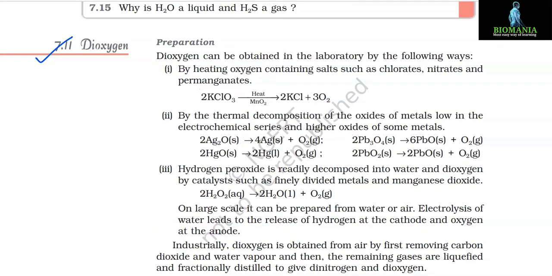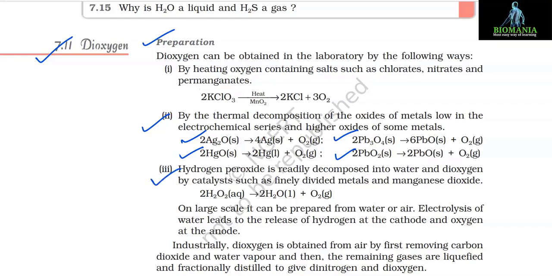7.11 Dioxygen. Preparation. Dioxygen can be obtained in the laboratory by the following ways. Number 1. By heating oxygen containing salts such as chlorates, nitrates and permanganates. The reaction is 2KClO3 on heating in the presence of MnO2 gives 2KCl plus 3O2. Number 2. By the thermal decomposition of the oxides of metals low in the electrochemical series and higher oxides of some metals. The reactions are 2Ag2O gives 4Ag plus O2, 2HgO gives 2Hg plus O2, 2Pb3O4 gives 6PbO plus O2 and 2PbO2 gives 2PbO plus O2.